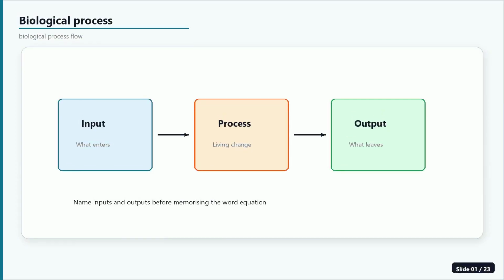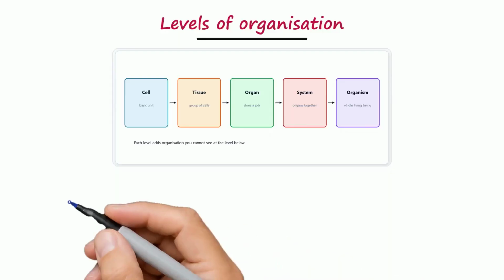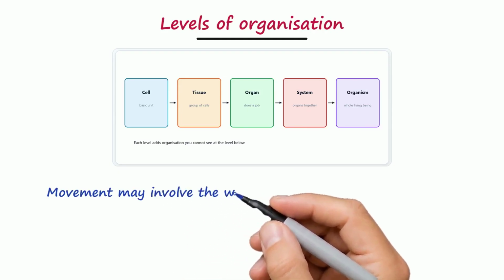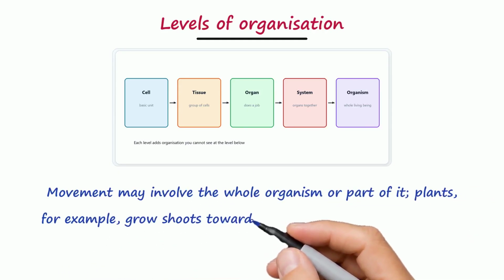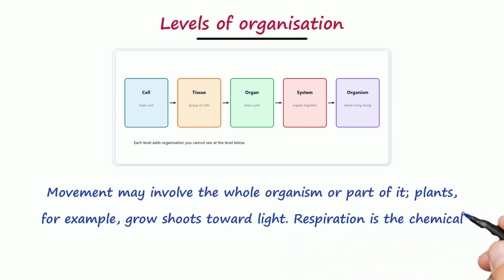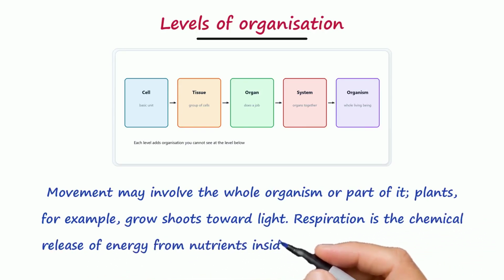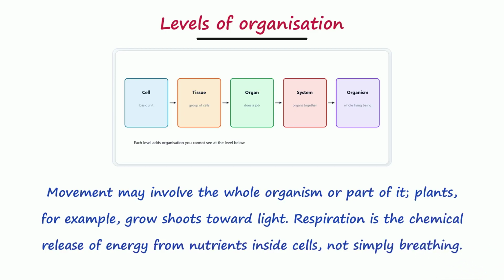Read left to right, inputs enter, the living process transforms them, outputs leave. Name what goes in and what comes out before memorizing the word equation. Movement may involve the whole organism or part of it. Plants, for example, grow shoots toward light. Respiration is the chemical release of energy from nutrients inside cells, not simply breathing.